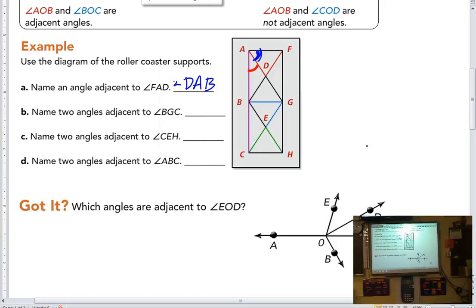So then to find one adjacent to that, you said CBG. Yeah, but then I realized. So CGB. But that's the same angle. BGC is this angle right here. So you need adjacent to it. So you need the one next to.